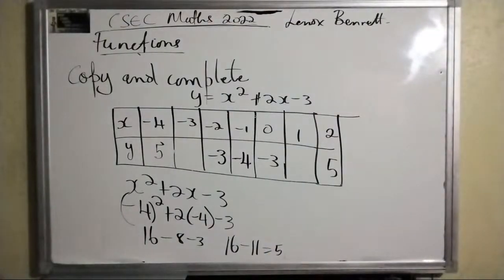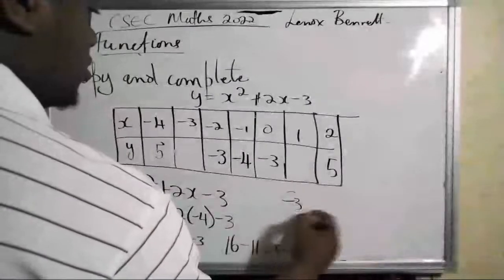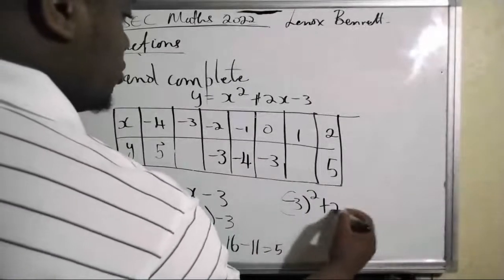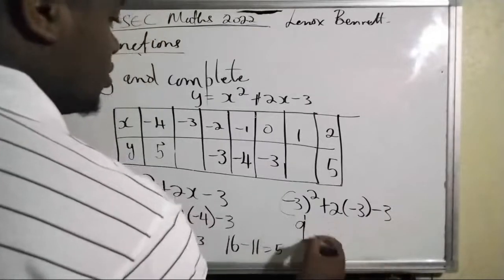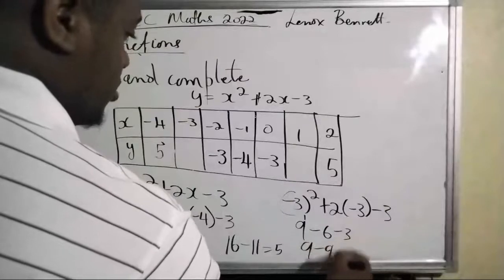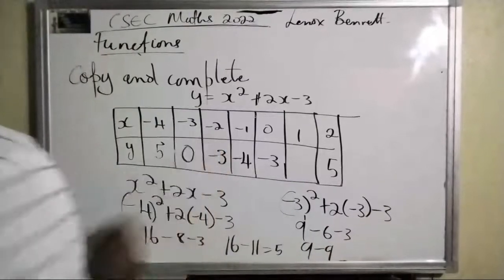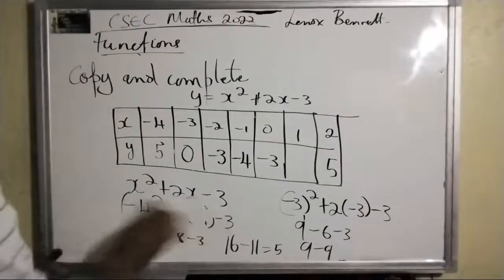So we're gonna do our odd now, which is negative 3. So it's negative 3 squared plus 2 times negative 3 minus 3. So that gives us 9 minus 6 minus 3. So that will be 9 minus 9. So that is 0.